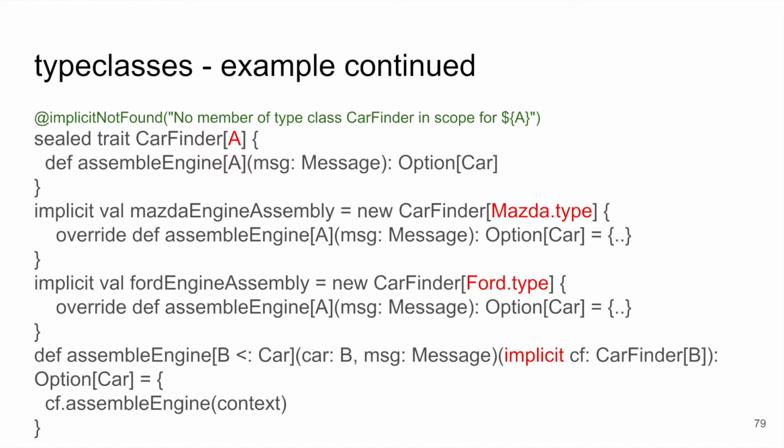And here is the method callers need to use, which will automatically find the correct type class member to use on type B. So let's go through the signature. assembleEngine takes a type parameter B, which is bounded by Car. This means whatever B you use to call this method with, it must extend Car. In this case, we have Mazda and Ford as acceptable types for B.